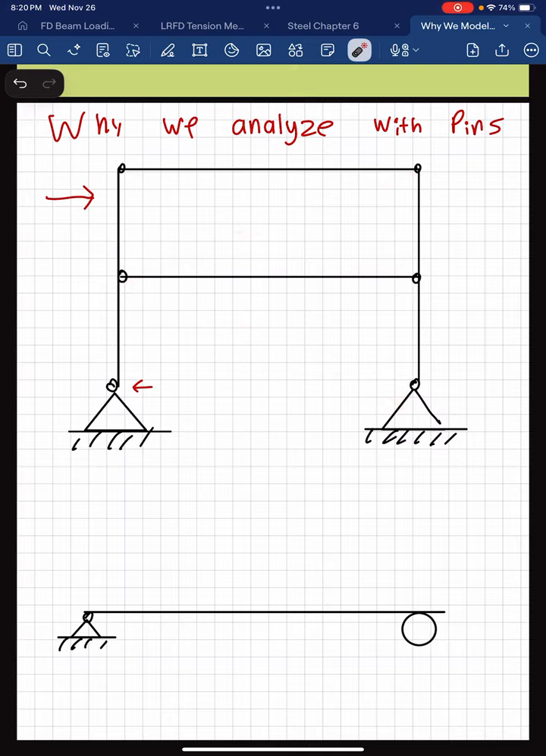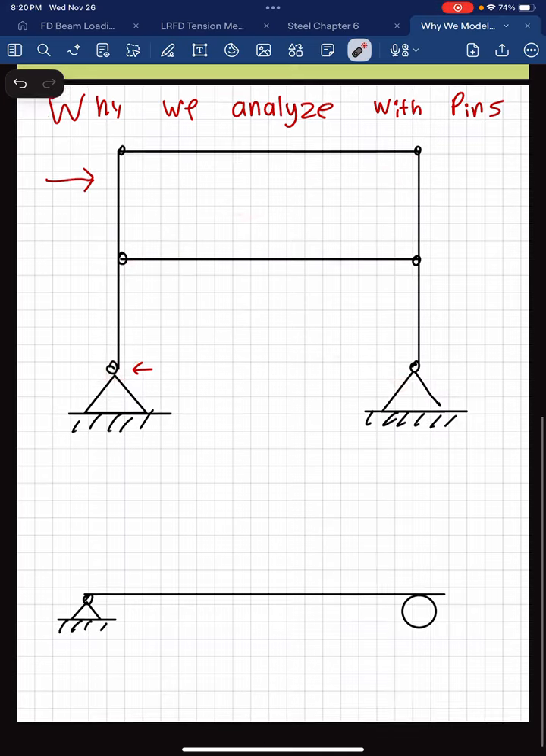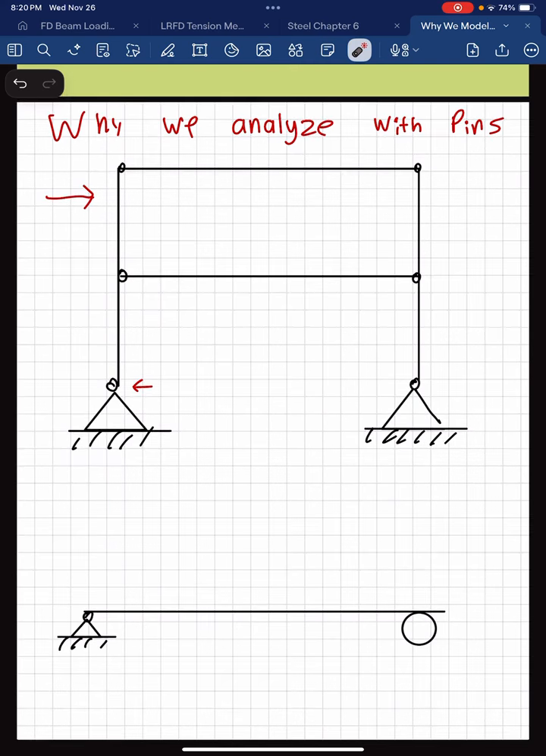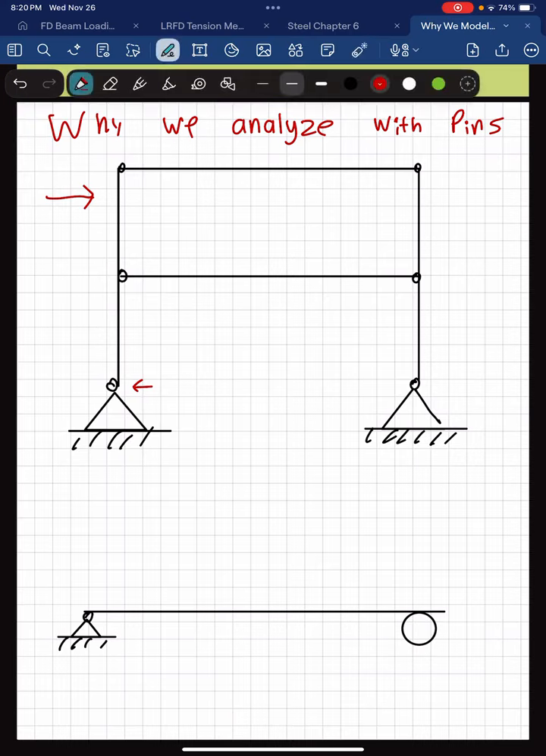However, when you're looking at this connection specifically here, you may not want it to actually carry the moment. If you have it in a frame like this and there isn't a significant amount of lateral loading, it doesn't make sense to try and model this as something other than a pin because it becomes much more expensive when you have to design this as a fixed connection that is not allowed to rotate.